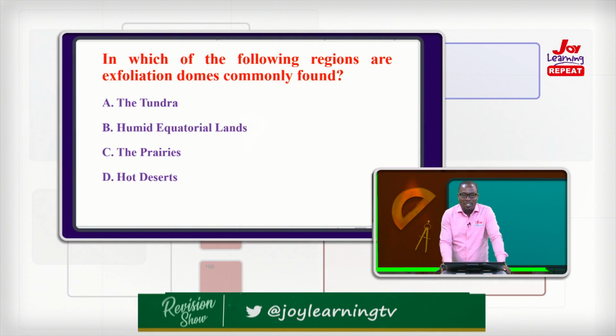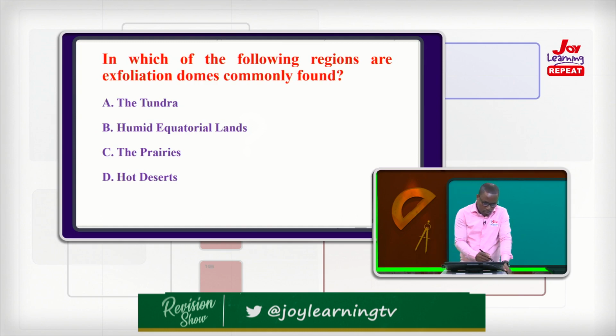Okay, so do you still want to try? Then now we are left with B and D. So last chance, Elvis. Humid equatorial lands. You are wrong, Elvis. It is hot desert. Exfoliation dome, temperature changes under physical weathering. Elvis, you have forgotten. Anyway, I know you were a good student, but probably some level of pressure, you know.